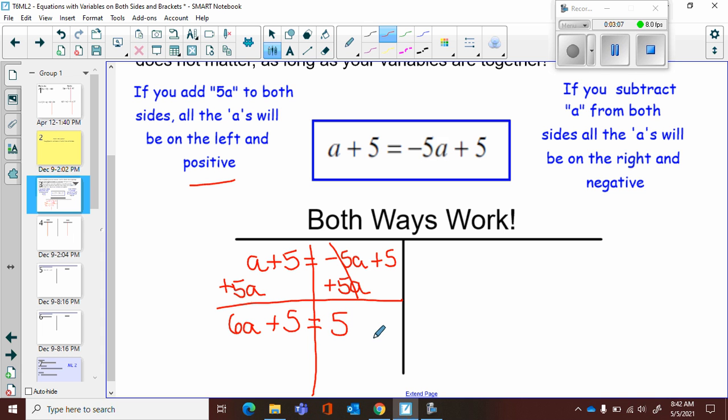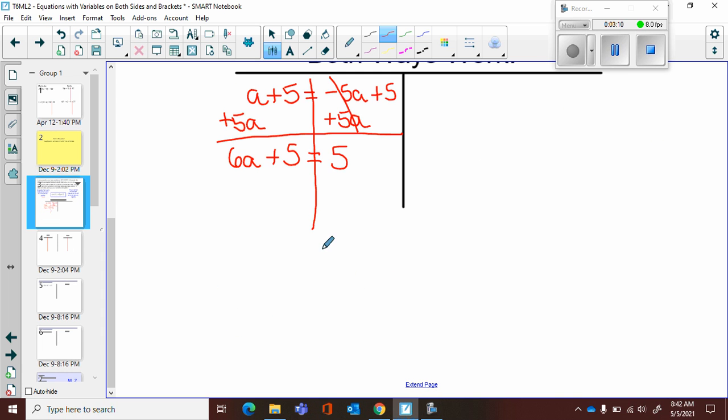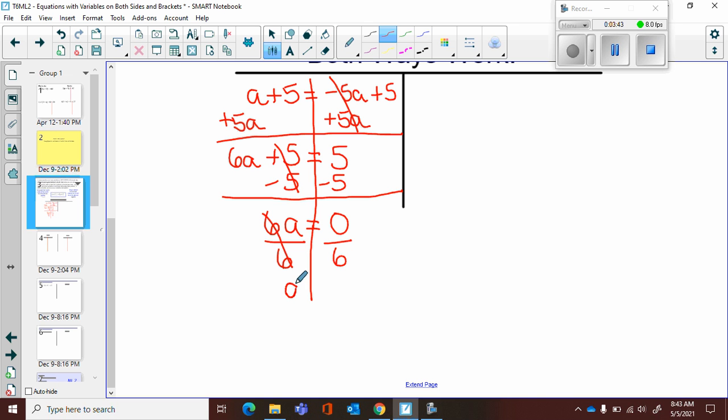So now we have just a regular two-step equation that we can solve. We would take away 5 next, because we want to deal with anything that's not closest to the variable first. Okay, so the negative 5 and the positive 5 cancel out on the left, leaving me with just 6a. 5 minus 5 leaves me with 0. And then we divide by 6 to get rid of this multiplied 6. Divide 0 by 6 on both sides, so we're left with a equals 0 as an answer.